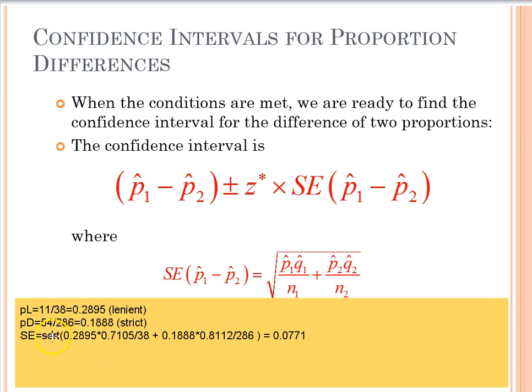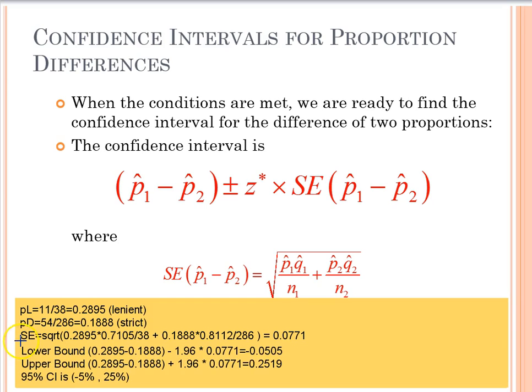Our standard error then is constructed based on these two proportions. So we're going to square root our whole term. We're going to use these sample proportions to generate our standard error. You can see this is P, this is Q, and then we account for the sample size of those lenient parents. This is the P of disapproving parents, this is the Q of disapproving parents, and then this is the sample size for disapproving parents. When we calculate that out, we get a standard error of 0.0771.